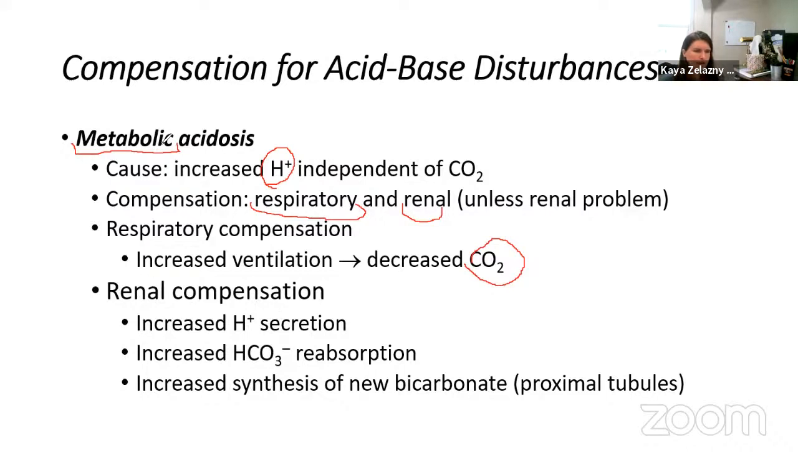Okay. So in metabolic acidosis, presuming our problem is not the kidney, we can also do renal compensation, which we just discussed as we were talking about respiratory acidosis, right? So renal compensation for acidosis specifically means we're going to be doing hydrogen ion secretion, we're reabsorbing our bicarbonate, and we are going to synthesize new bicarbonate.